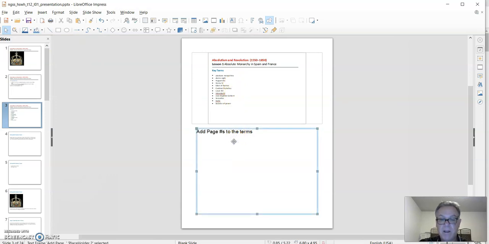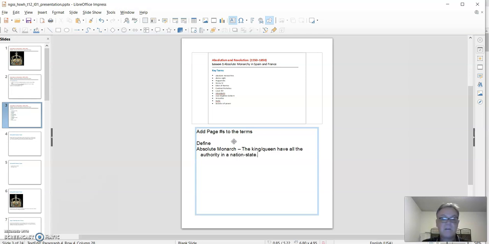So you add the page number to these terms and define, and you would say absolute monarch, the king, queen have all of the authority in a nation state. That's what an absolute monarch is. The buck ends with the king or the queen.